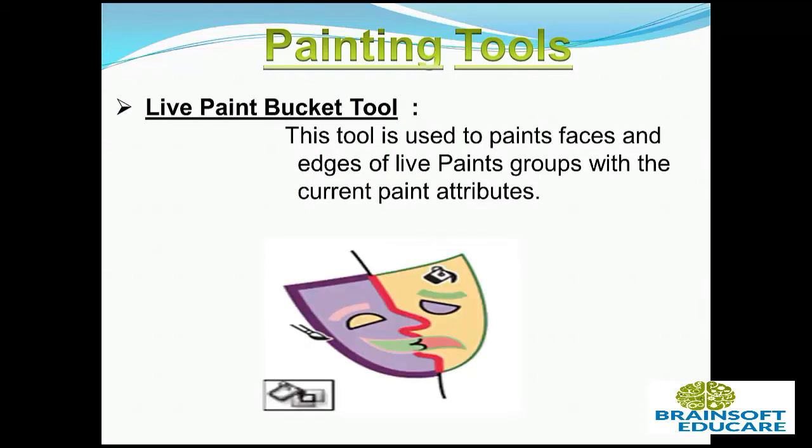Live Paint Bucket Tool. This tool is used to paint faces and edges of live paint groups with the current paint attributes. We can see in the image. This is the symbol of the Live Paint Bucket Tool.